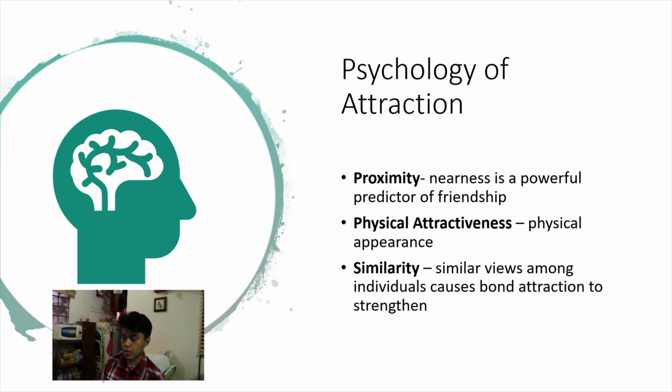Next is physical attractiveness, the physical appearance. We're attracted to a handsome, beautiful person with good skin, with good facial appearance. And lastly is similarity, which is one of the determinants of attraction, in which similar views among individuals cause the bond of attraction to strengthen. So if you and your friend or your crush have similar opinions, similar ideas, similar views, similar hobbies, then most likely you'll be attracted to him or her.